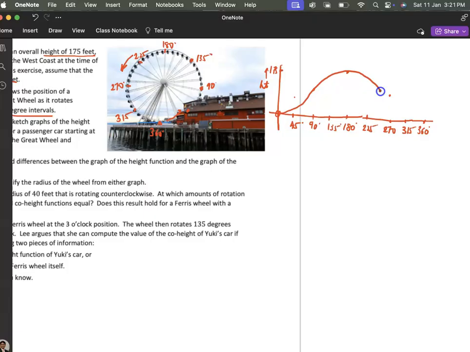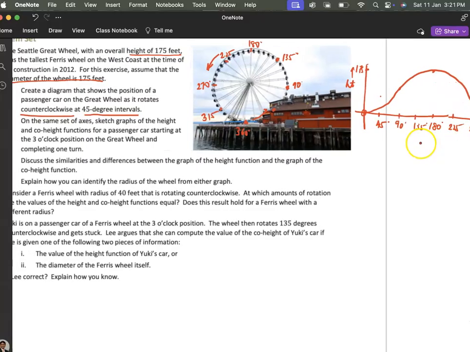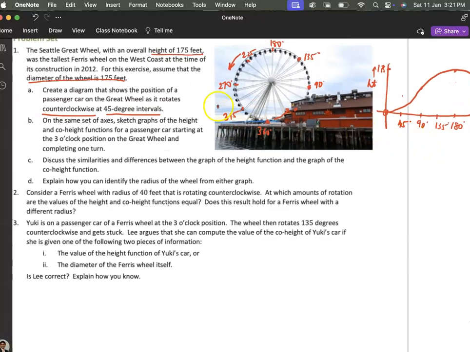You just get the idea. All you need is 3 points realistically, 4 points here. Just think where's the max, where's the min. Very nice. And this is one rotation and then it continues on the same set of axes.